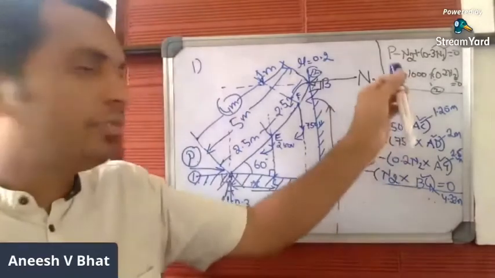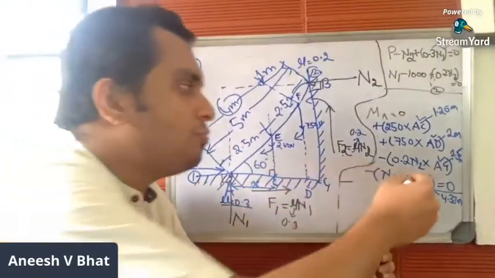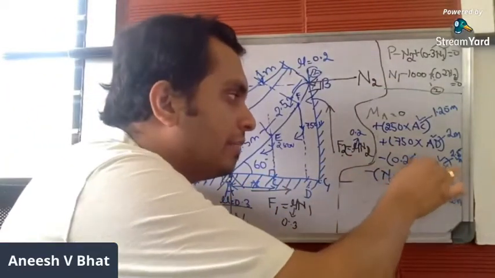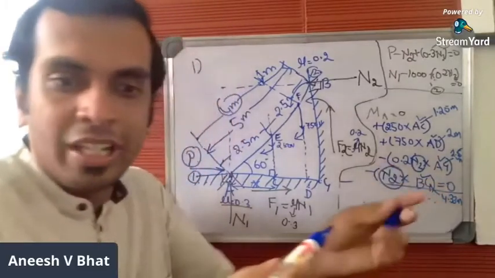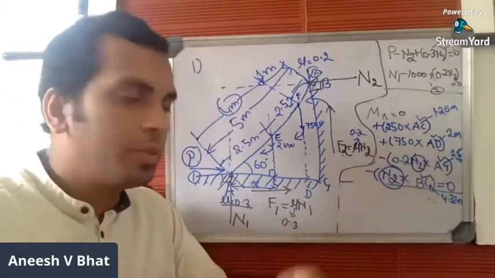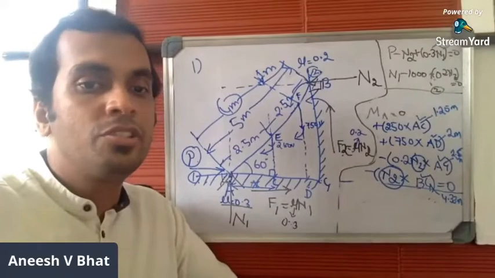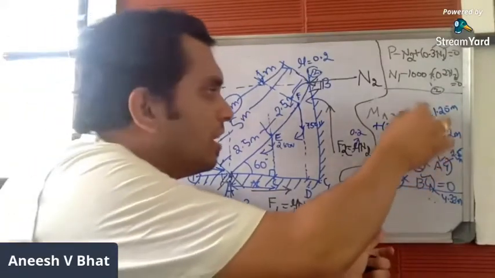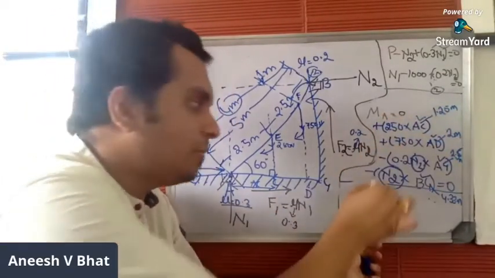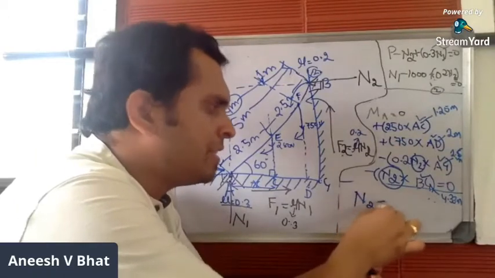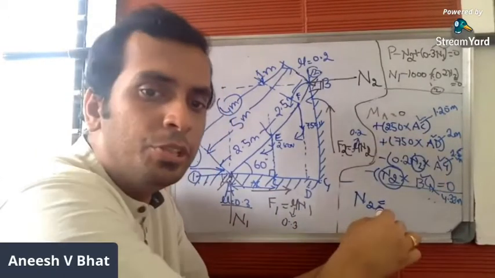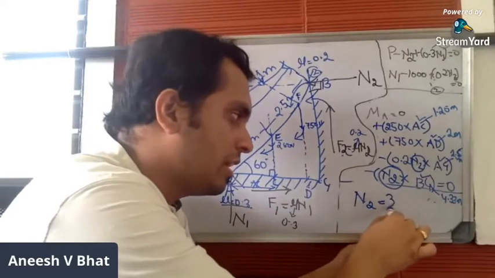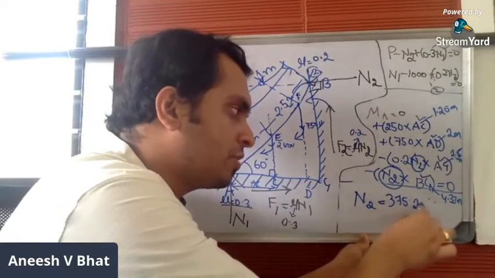Once you get all of these perpendicular distances, N2 is the only unknown here. Substitute all of these perpendicular distances and you can find the value of N2. Everything is known except N2. By simple calculation, N2 will be equal to 375.26 meters.